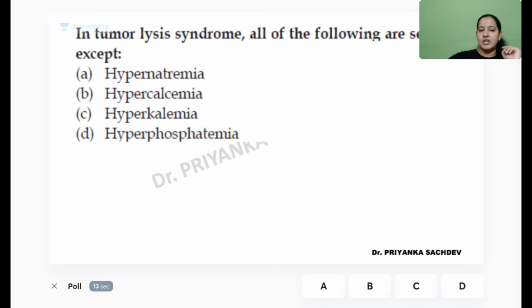Except is there in the question. Don't rush. In tumor lysis syndrome, all of the following are seen except. What is not seen in tumor lysis syndrome?